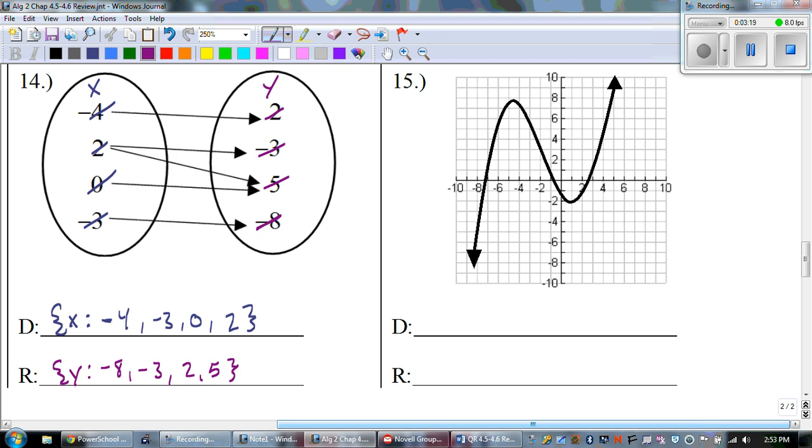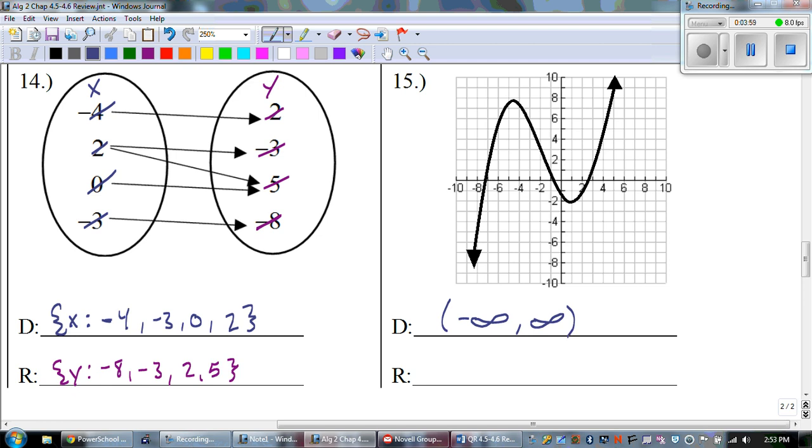Okay, 15. The domain. Okay, so remember, domain is talking about the x. Now, from left to right, is there a specific start and stop to this? No, we can't tell because this goes on and on and on, and it's going to keep going on in the other direction. Okay, so when we can't see the specific beginning and end, we know that it's going to be -infinity, and then it's going to stop at +infinity.